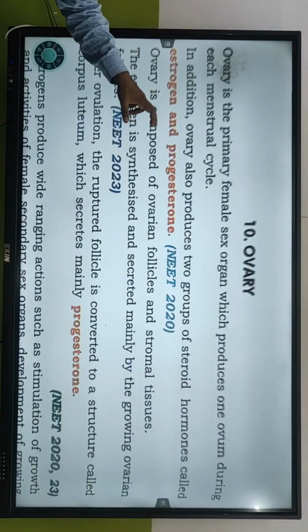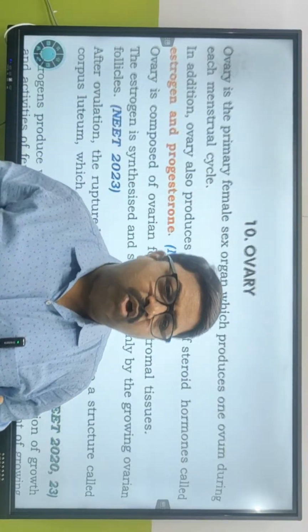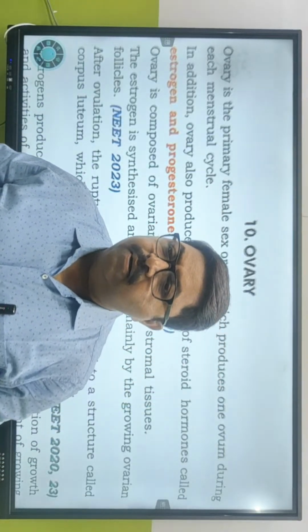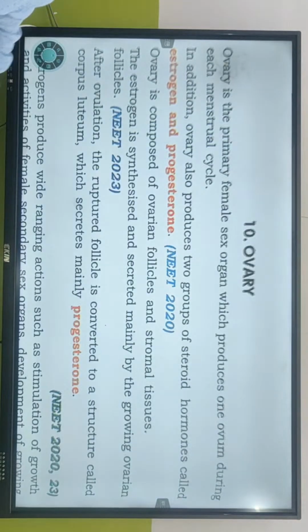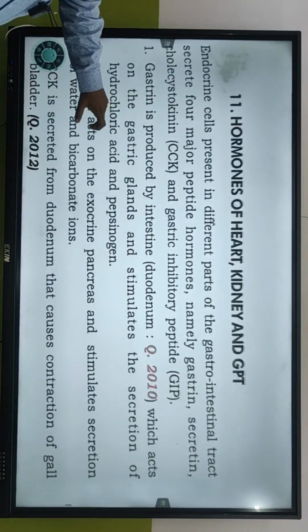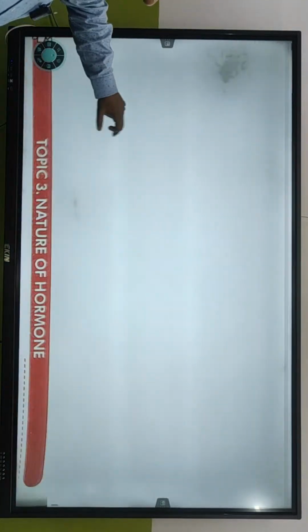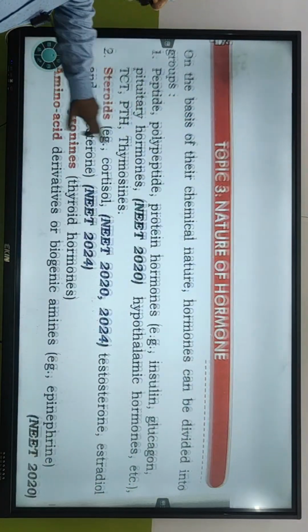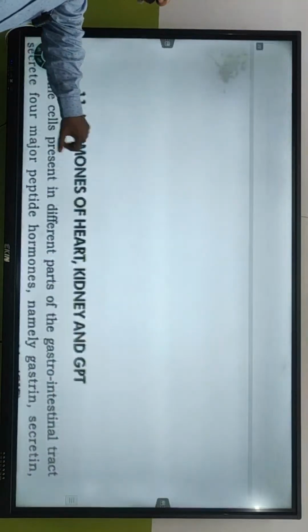So ovary, do we have time right now? So basically the ovary and the next part, that is hormonal regulation. The next part is hormonal regulation, the ovary and the hormones of the heart. Next day we are going to start and complete this. When we complete this, the whole topic from the ovary onwards will be covered in the next class.